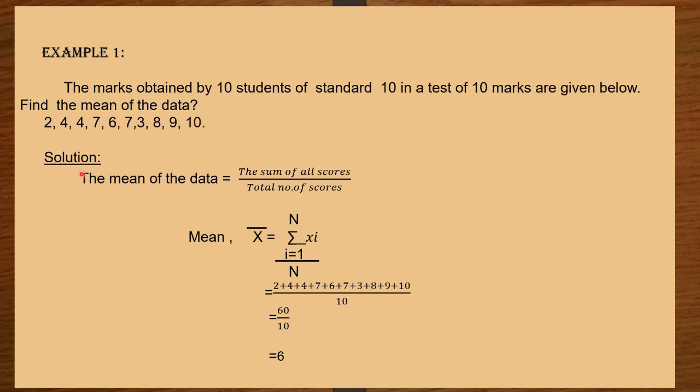Solution. The mean of the data equals the sum of all scores upon the total number of scores. Therefore, mean x bar equals sigma i equals 1 to n, xi upon n. That is 2 plus 4 plus 4 plus 7 plus 6 plus 7 plus 3 plus 8 plus 9 plus 10 upon 10. That is 60 upon 10 equals 6. Therefore, the mean of the data equals 6.